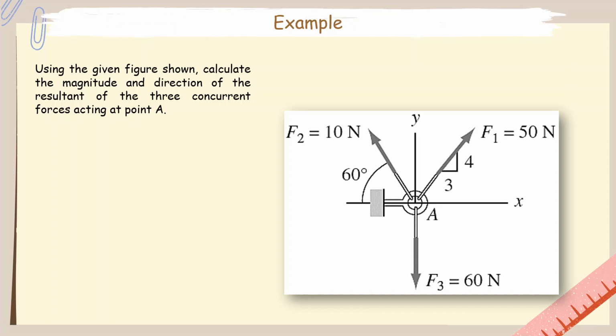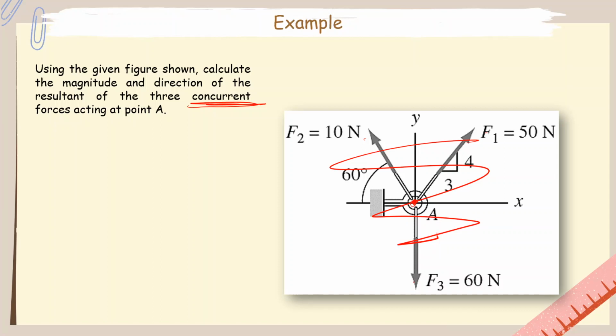So as you can see, there are three concurrent forces, meaning they have the same origin. Di ba? F1, F2, and F3, they have the same origin at A. So, if you want to reduce them, kanang isa lang siya, gusto mo, ayaw mo nitong tatlo, gusto mo isa lang talaga, what we call the resultant.